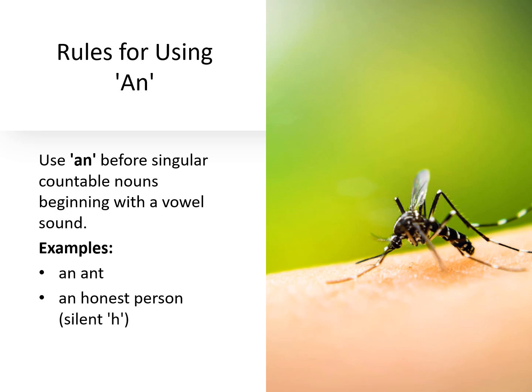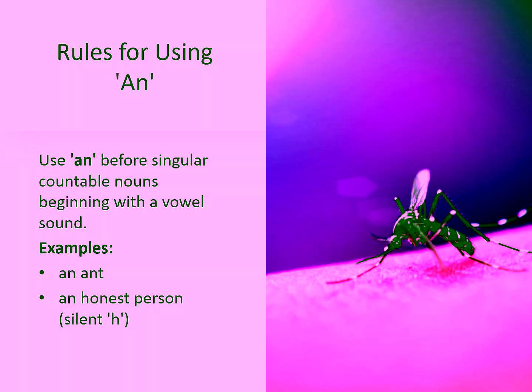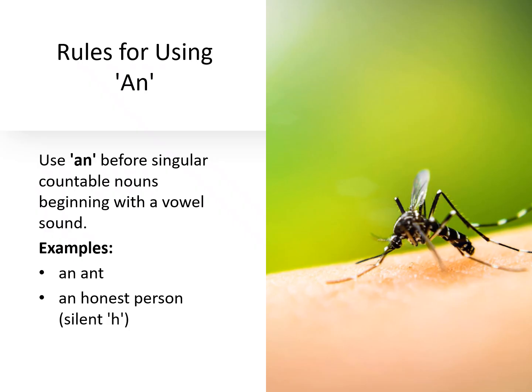We use an before words that begin with a vowel sound. Example: an ant, an elephant, an honest person. Notice something interesting here. In honest, the letter H is silent. So the word starts with the vowel sound. That is why we say an honest person.